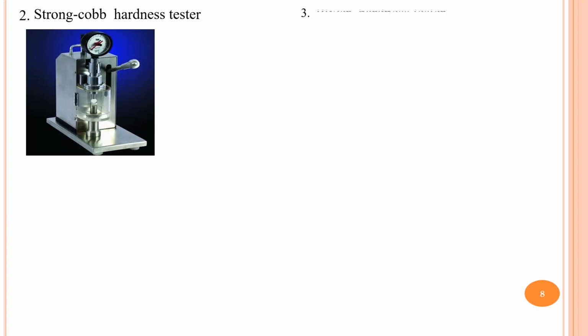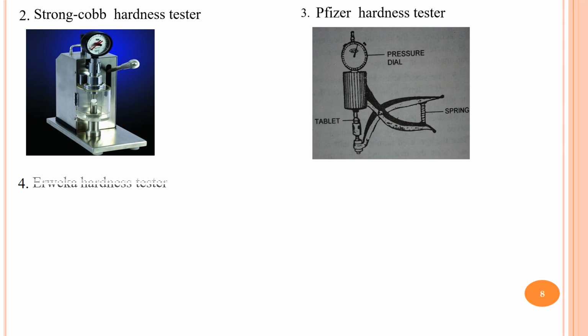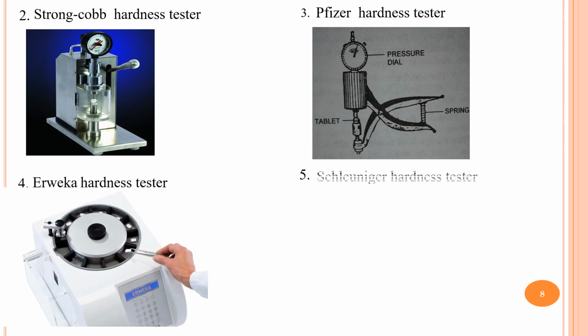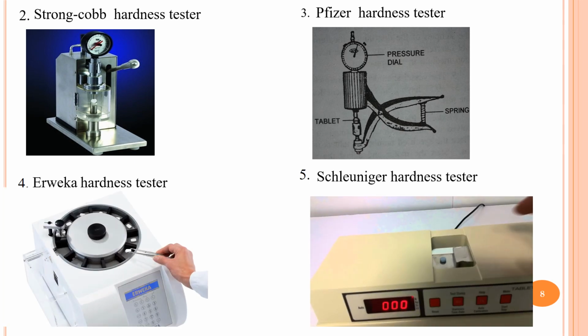Second one is the Strong Cob hardness tester, the Pfizer hardness tester, the Irveka hardness tester, and the Schlinger hardness tester. The working of these hardness testers is almost the same as that of the Monsanto hardness tester. See, this is the anvil, the fixed one, this is the spindle, and we have kept our tablet between the spindle and the anvil and are applying the pressure to crush it. The hardness will be seen from the pressure dial.